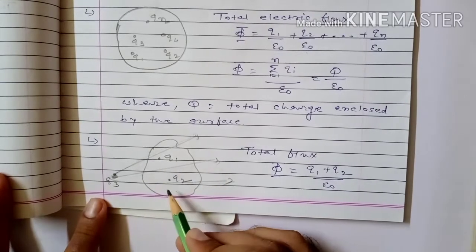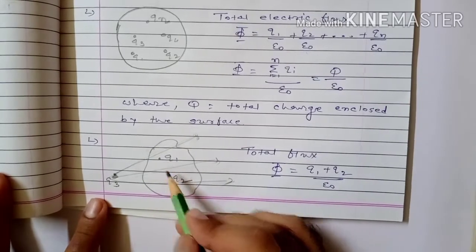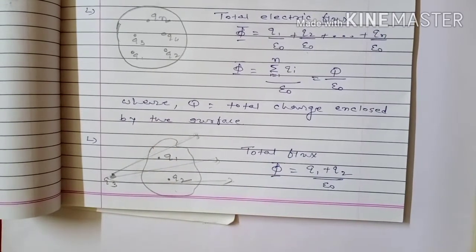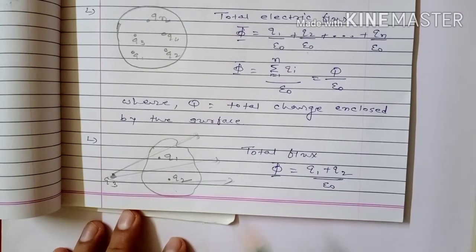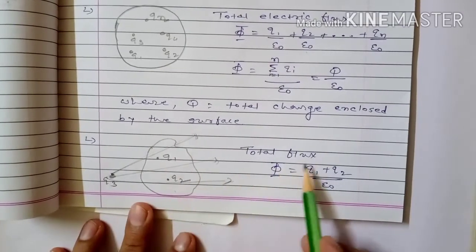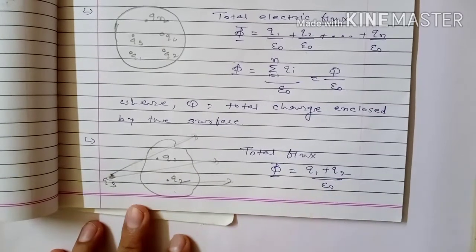Here q1 and q2 are positive. If we consider q1 and q2 to be positive, then due to them electric field lines will be going away from the surface. So we have to consider the electric flux due to these two charges q1 and q2. So total flux phi is equal to q1 plus q2 by epsilon naught.